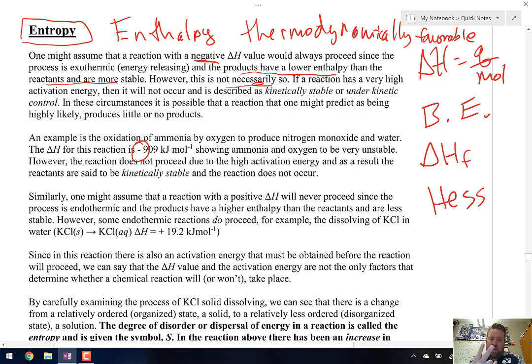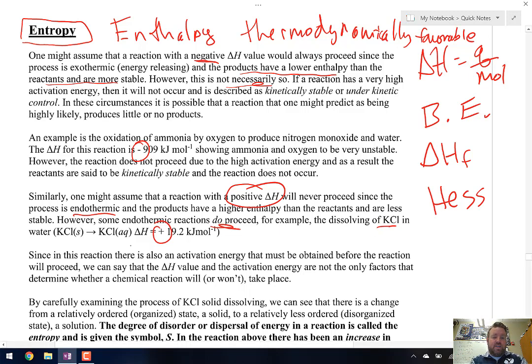Now likewise, backwards, we oftentimes think, well, if something is endothermic, it has a positive delta H. The products, again, do have a higher enthalpy than the reactants do. We would think, well, those reactions aren't going to be thermodynamically favorable. But again, sometimes they do proceed. For example, dissolving potassium chloride in water has a positive delta H. It's an endothermic process to break that attraction between the potassium and the chlorine. However, the reaction does still happen. So clearly there's more going on than just whether it's exothermic or endothermic.